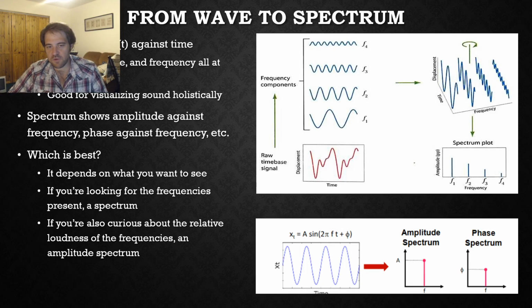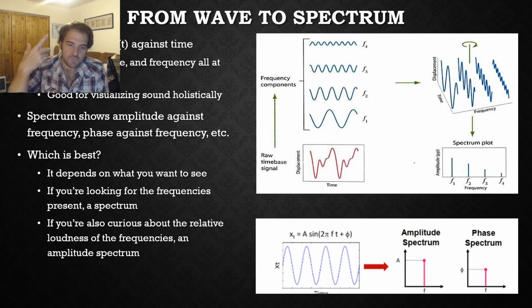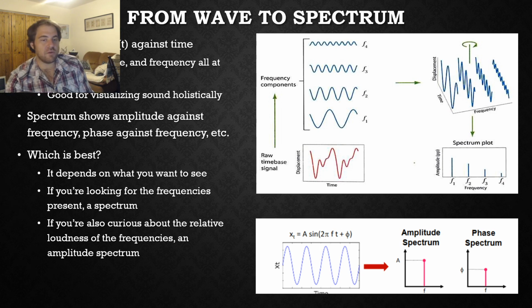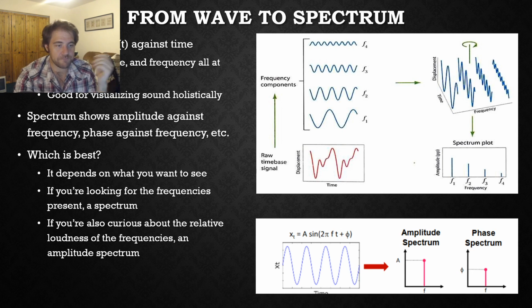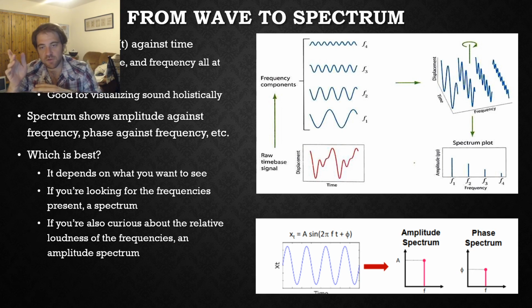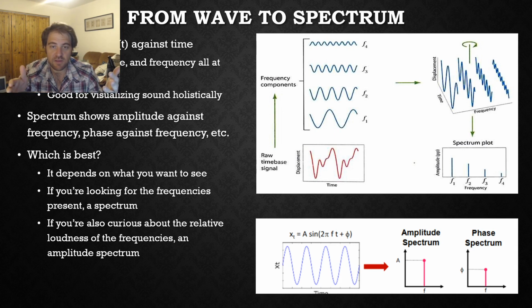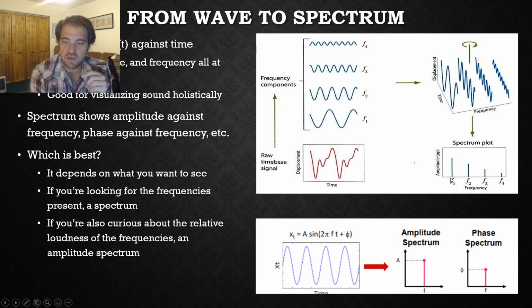It's really good for looking at sound holistically: this is what we're hearing at our ear, this is what we're hearing at the microphone. In a way, this is what's coming out of our vocal tract or instrument, whatever we're playing. A spectrum, however, shows amplitude plotted against frequency. So it doesn't show you what it looks like over time. It shows you, boom, here is a line, this is your frequency.